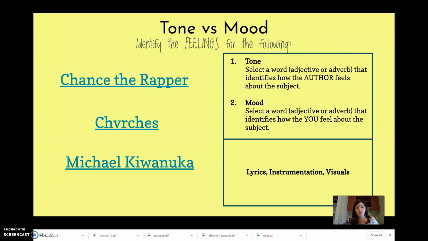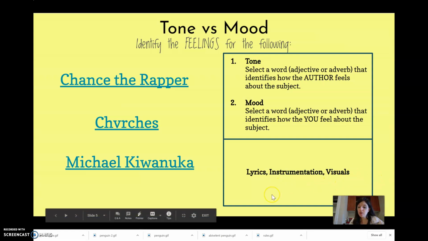Now you might be asking yourself, how do I determine the tone of a music video? You do that through their use of lyrics, instrumentation, and visuals. So when you list the 10 things, it can be any of these. You can list 10 instances of lyrics, 10 instances of instrumentation, 10 visuals, or mix them all together and have like 3, 3, 4. Up to you.